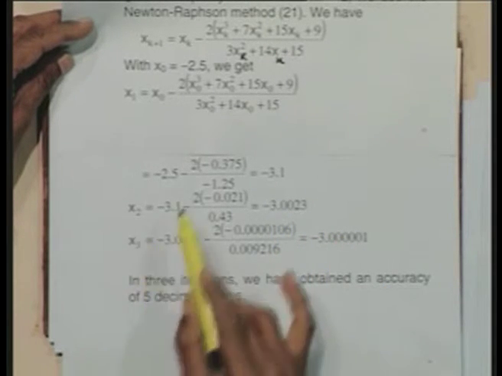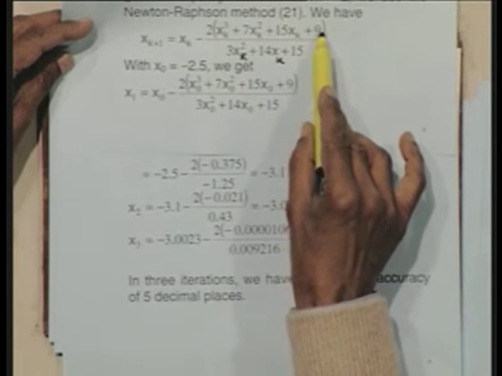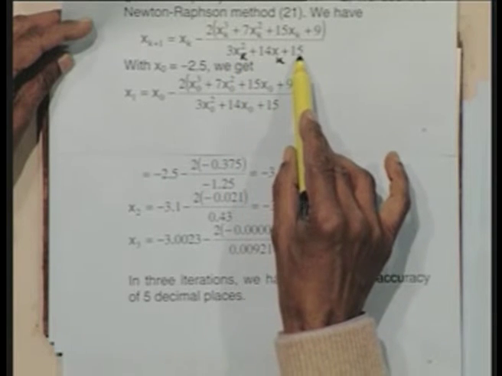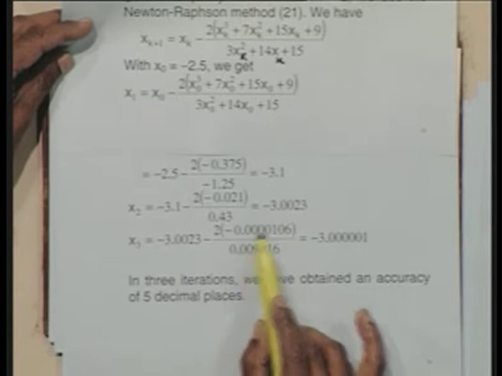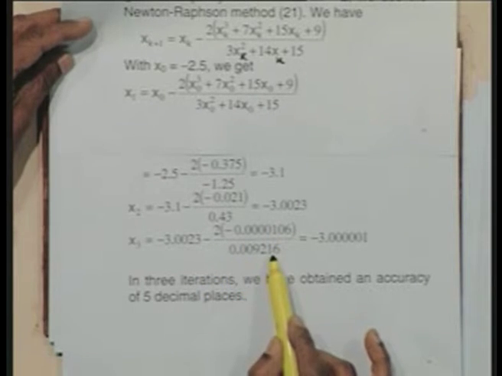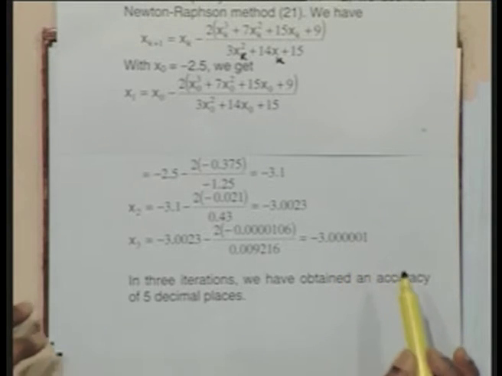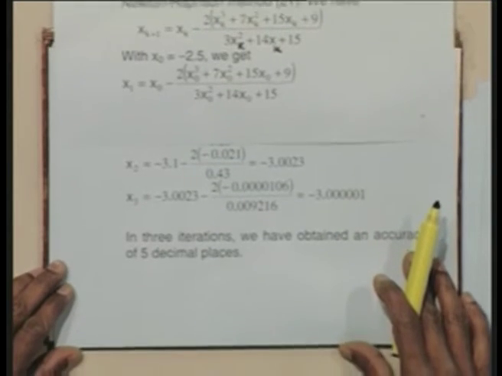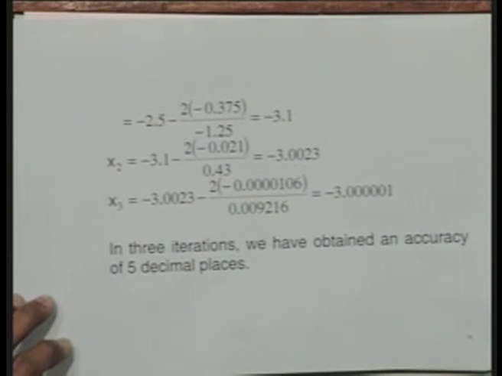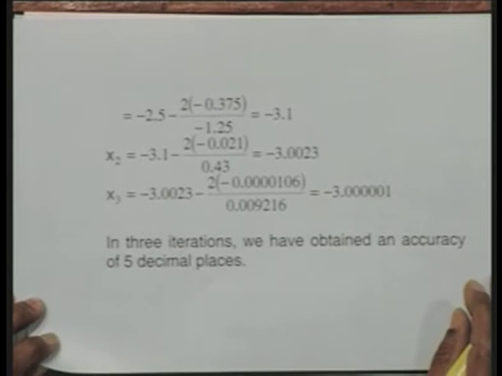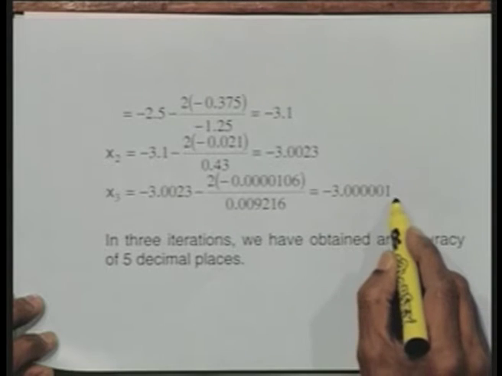Now, x3, I repeat the same thing, taking this as x2, and numerator evaluated at x2, denominator evaluated at x2. So, I have here minus 3.0023 minus 2 times the numerator by denominator, and this is minus 3.501. Now, we can see that in 3 iterations we have got an accuracy of 5 decimal places.